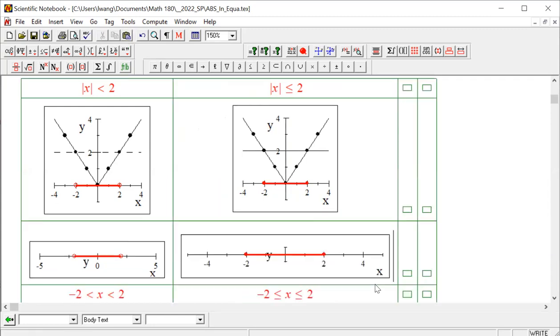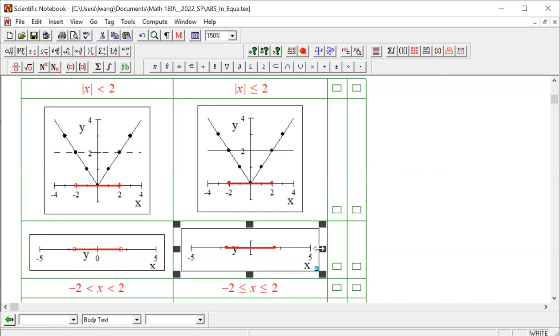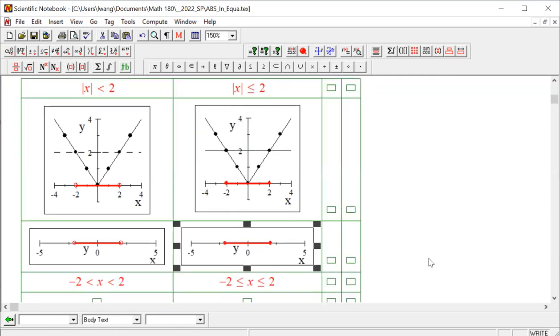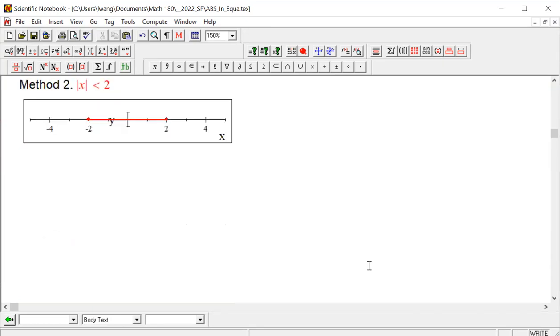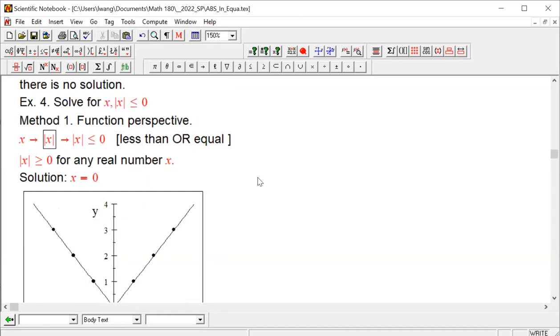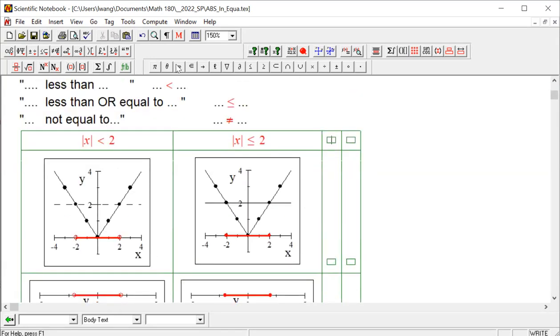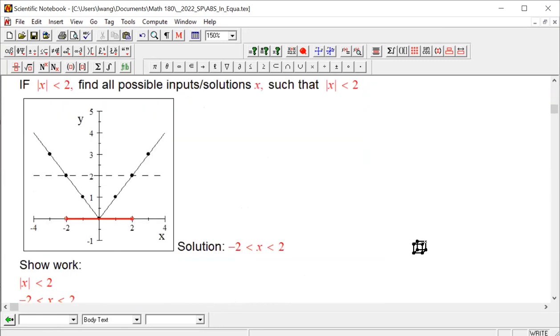These two cases are actually the most commonly seen, but you will also see those other cases. For example, less than 0, less than or equal to 0, and so on and so forth. We discussed less than 0 and less than or equal to 0. So for the less than or equal to 0 case, what is our graph?